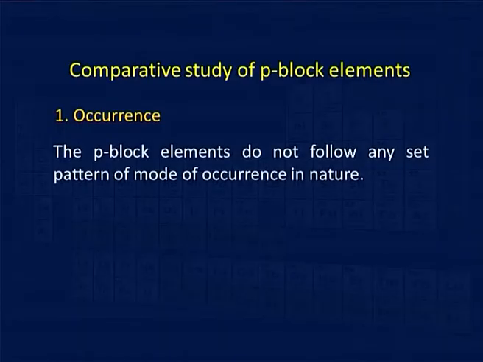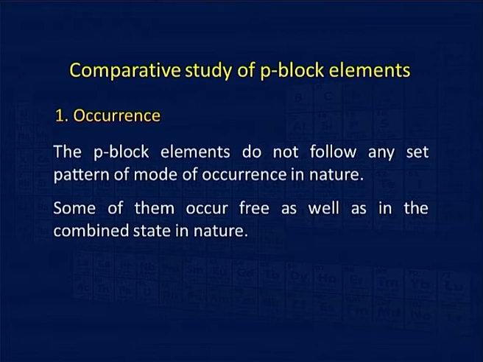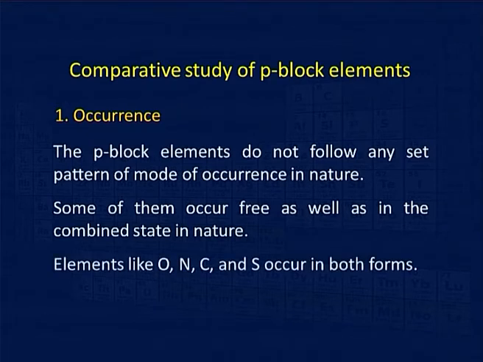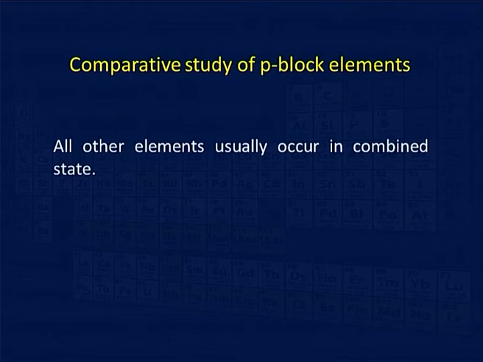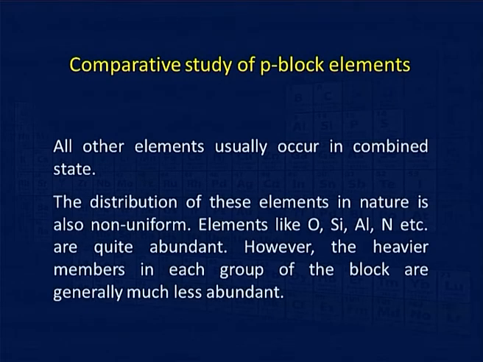Let us first discuss the occurrence of the elements. The p block elements do not follow any set pattern or mode of occurrence in nature. Some of them occur free as well as in the combined state in nature. The elements like oxygen, nitrogen, carbon and sulfur occur in both forms. All other elements usually occur in combined state. The distribution of these elements in nature is also non-uniform.